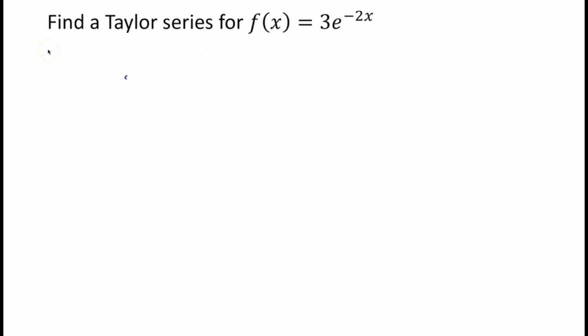So we know that e to the x is equal to the sum of n equals 0 to infinity of x to the n over n factorial. And we'll write out a couple of terms. It's 1 plus x plus x squared over 2 factorial plus x cubed over 3 factorial, and so on.